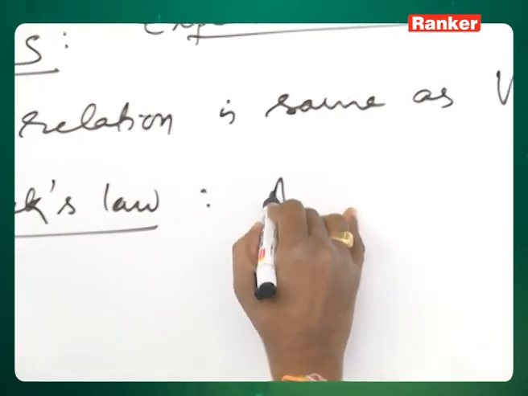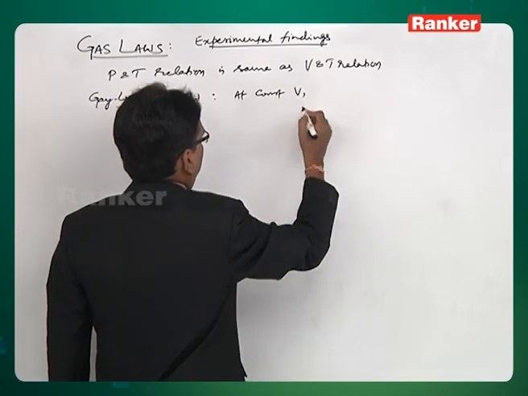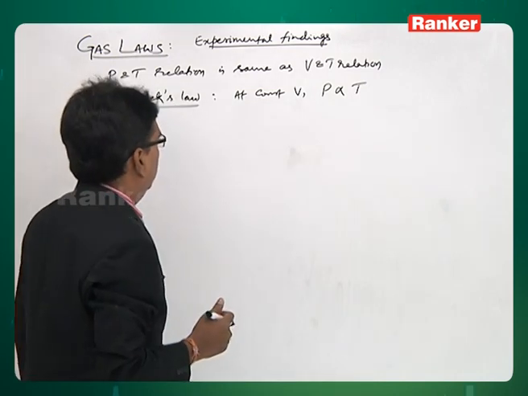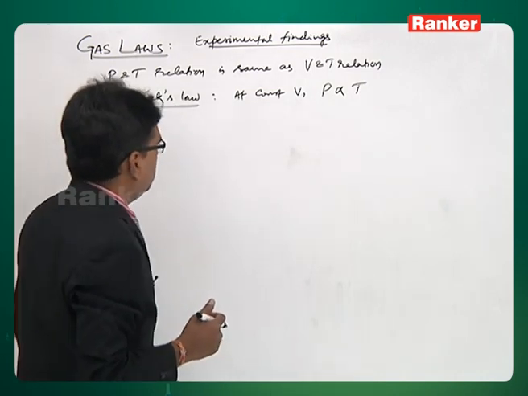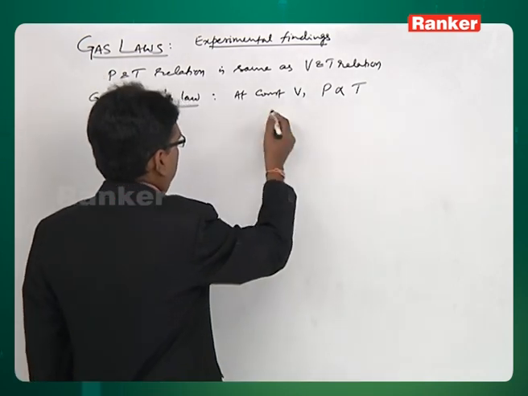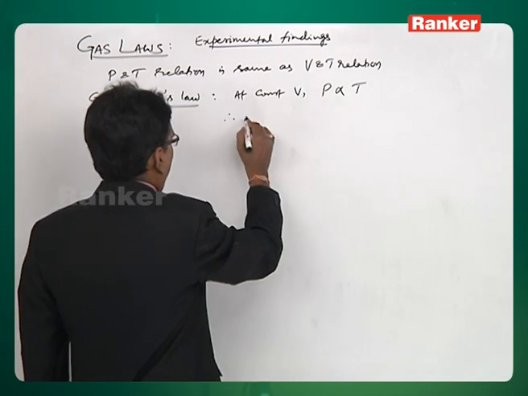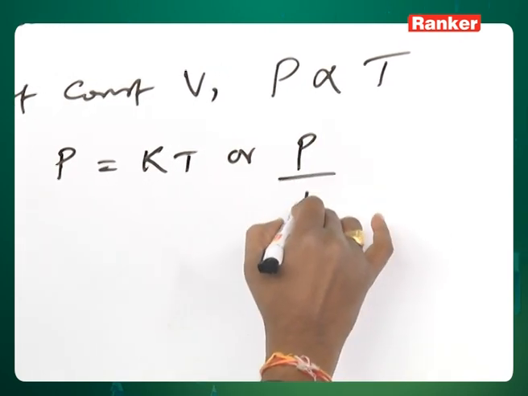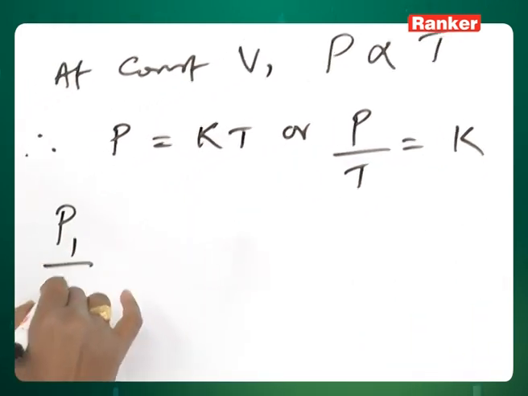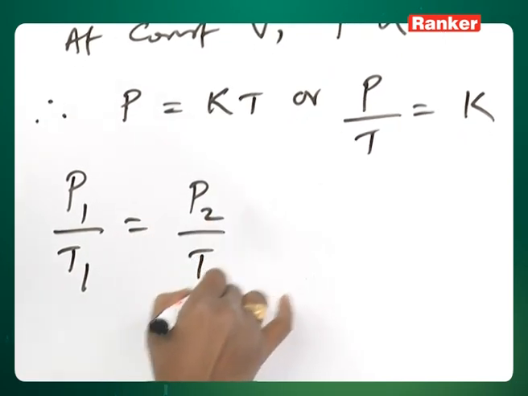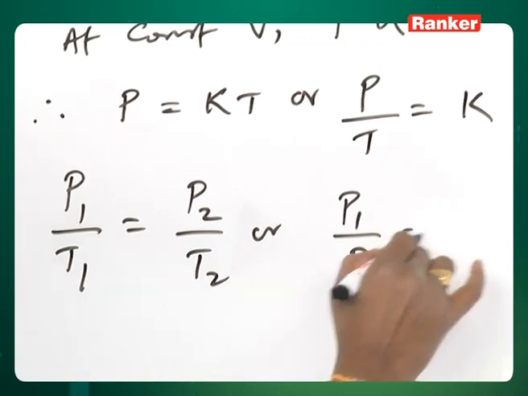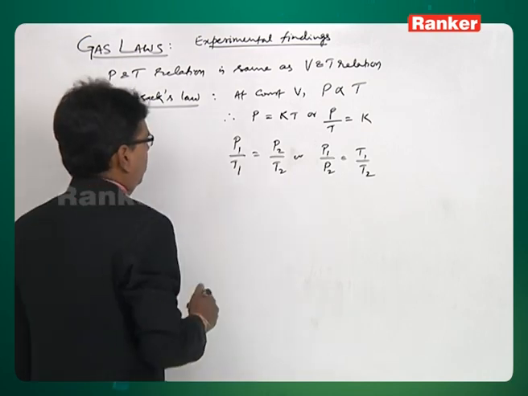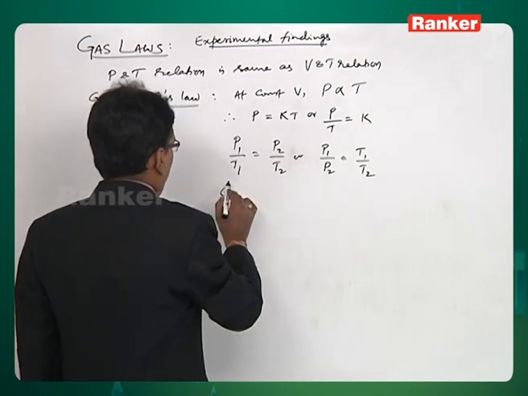According to which at constant volume P is proportional to T, absolute scale. At constant volume, pressure is proportional to temperature, just same as at constant P, V is proportional to T. Therefore, P is equal to KT, or P by T is equal to constant, P1 by T1 is equal to P2 by T2, or P1 by P2 is equal to T1 by T2. Exactly everything is same as we did it for V proportional to T.